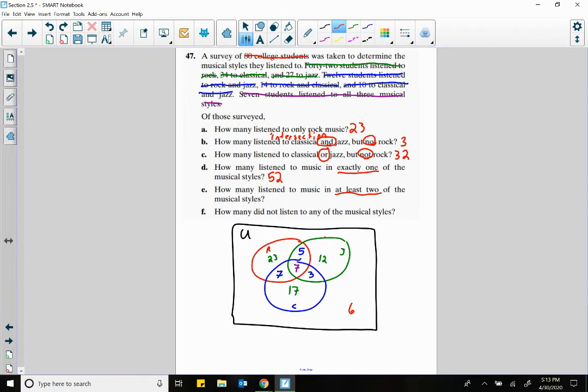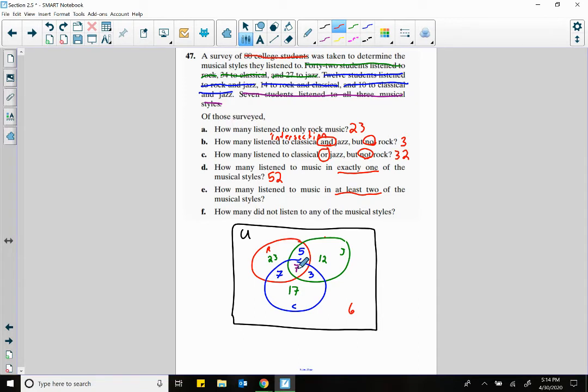So the ones that listen to 2 styles are the 7, the 5, and the 3. Because the 7 right here, they listen to rock and classical. The 5 right here is rock and jazz. The 3 right here is jazz and classical. So the 7, the 5, and the 3, those are 2 musical styles. But remember, we could be more than that. So we can also include the 7 in the middle.